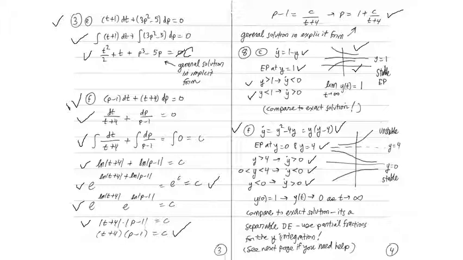So if our initial condition is y of 0 equals 1, which is in between 0 and 4, then our solution function we know will approach 0 as t approaches infinity. And it's a good idea to compare this again to the exact solution. It is a separable differential equation, so you can find the general solution exactly of this differential equation. You'll need to use partial fractions for the y integration. If you need help, look on the next page.